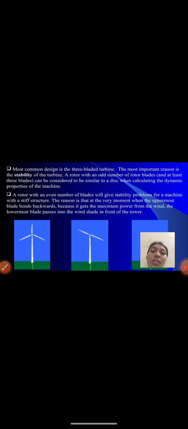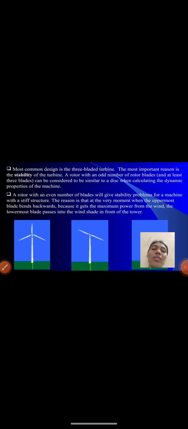The most common design is the three-bladed turbine. The most important reason is the stability of the turbine. A rotor with an odd number of rotor blades, at least three blades, can be considered to be similar to a disc when calculating the dynamic properties of the machine. A rotor with an even number of blades will give stability problems for a machine with a stiff structure.